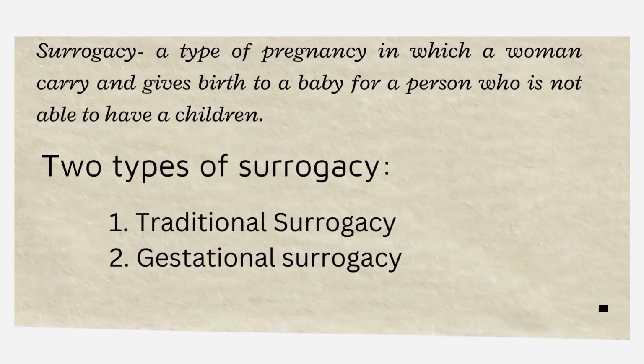Surrogacy is a type of pregnancy in which a woman carries and gives birth to a baby for a person who is not able to have children. There are two types of surrogacy: traditional surrogacy and gestational surrogacy. In traditional surrogacy, the surrogate's eggs are used to create the embryo of the child she is going to carry, either through intrauterine insemination or IVF, or in vitro fertilization. In gestational surrogacy, the intended parents create an embryo using their own egg and sperm or using donated sperm and egg.